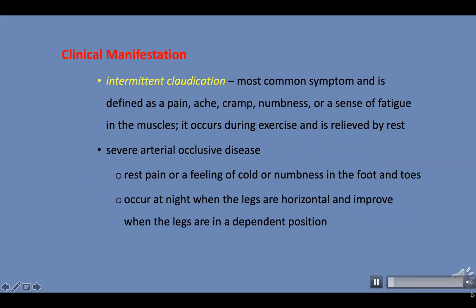For the clinical manifestation, intermittent claudication is the most common symptom and is defined as a pain, ache, cramp, numbness, or a sense of fatigue in the muscles. It occurs during exercise and is relieved by rest.